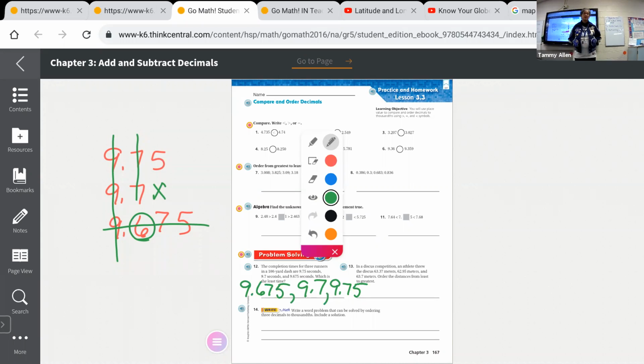Any questions on how to put things in order or how to compare them? Anybody? You have a question on how to do it? Okay. We ended our examples, but thank you. Okay. Any questions on how to do that? Okay. Today we're going to work on rounding. I want you to have your paper out that looks like this. And I want you to have your number tiles out.